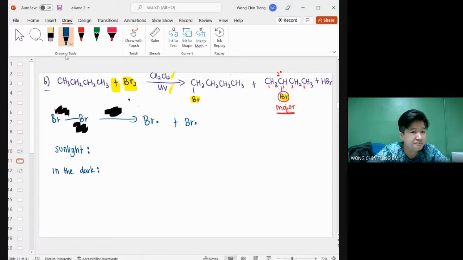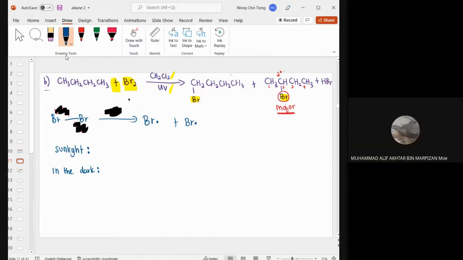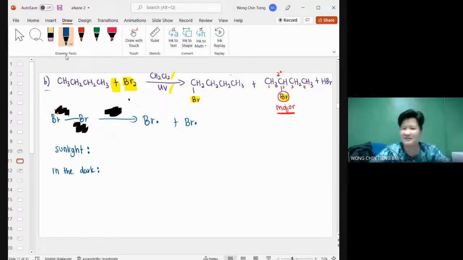Brown color, okay. Besides brown color, more precise? Yellowish. Yellowish, Umi, you are going to die. That is bromine water. More? Reddish brown. Thank you, Alif. Reddish brown. The original color of Br2 is actually reddish brown.